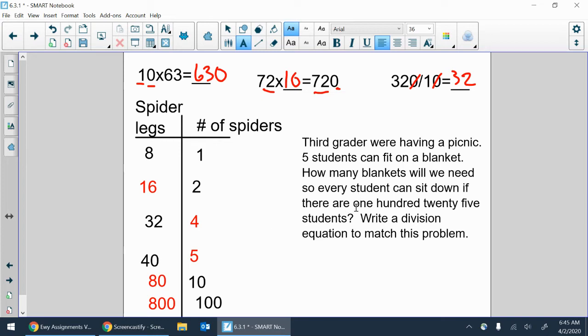All right, now for our story problem, we had 3rd graders having a picnic. 5 students can fit on a blanket. How many blankets will we need so every student can sit down if there were 125 students? Write a division equation to match this problem.